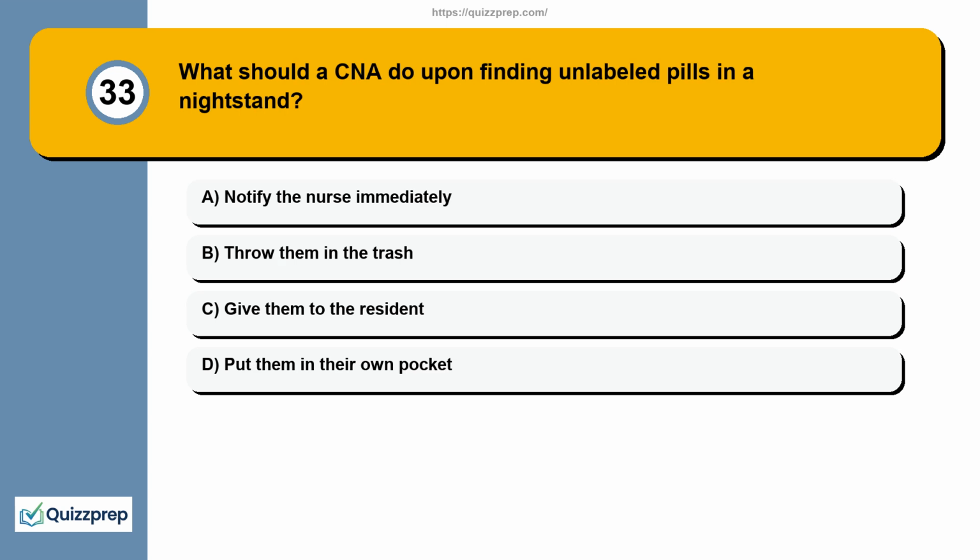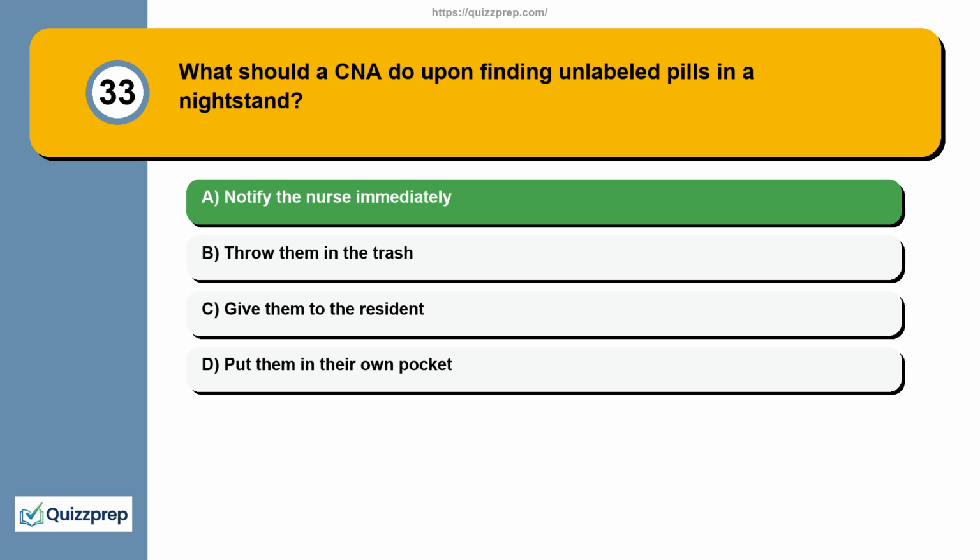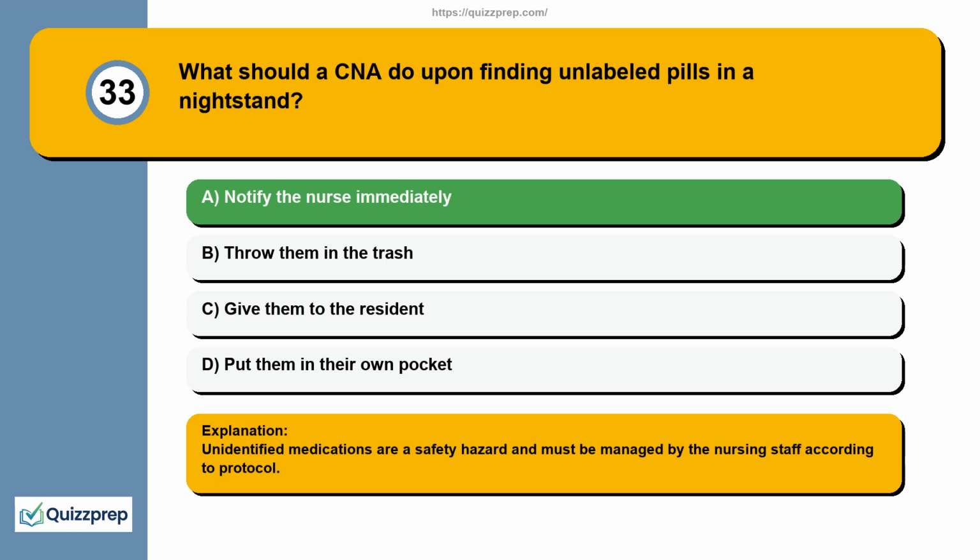Question 33. What should a CNA do upon finding unlabeled pills in a nightstand? Notify the nurse immediately. Throw them in the trash. Give them to the resident. Put them in their own pocket. Unidentified medications are a safety hazard and must be managed by the nursing staff according to protocol.